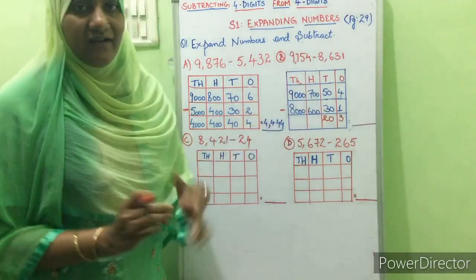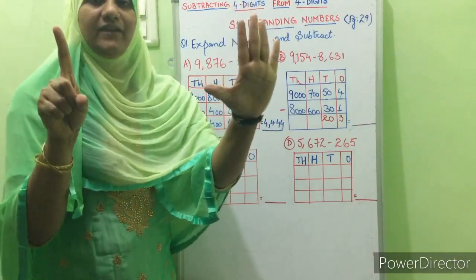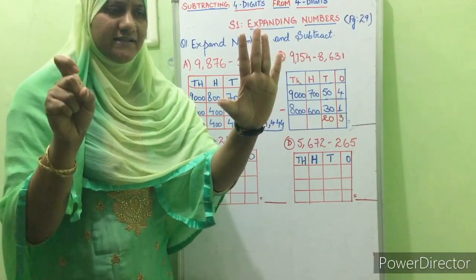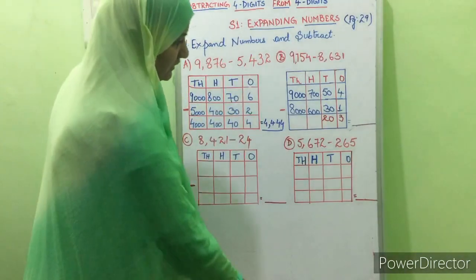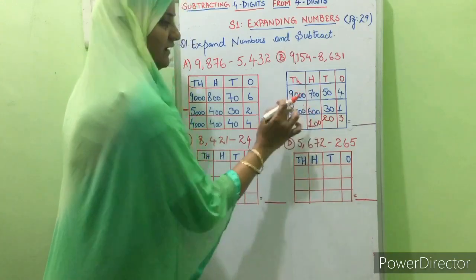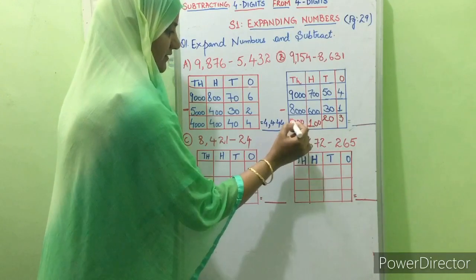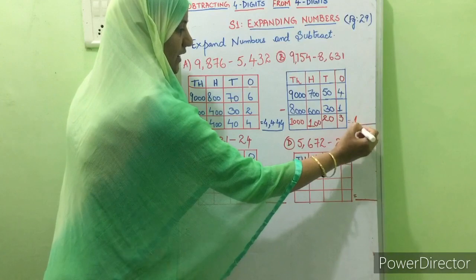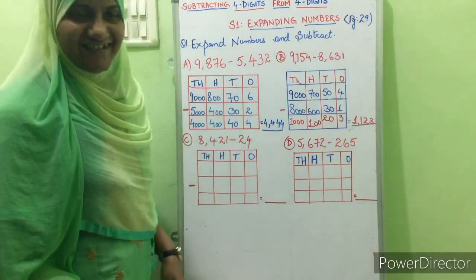So 7 in the mind. How many fingers up? 6 fingers up. 7 in the mind, 6 fingers up. Before 7, 6, 5, 4, 3, 2, 1. Very good. So the answer is 100. Here 9 minus 8, you know very well, that is 1,000. So what is the answer children here? 1,123. Isn't it? So simple.